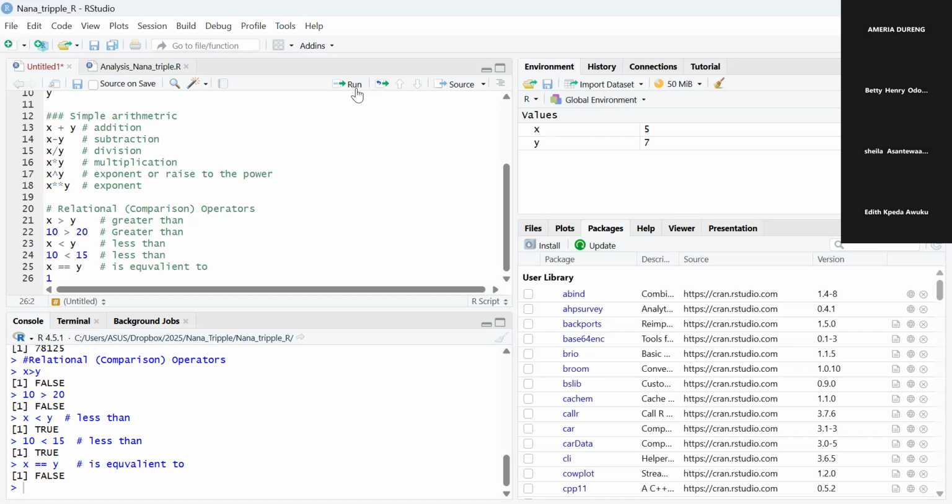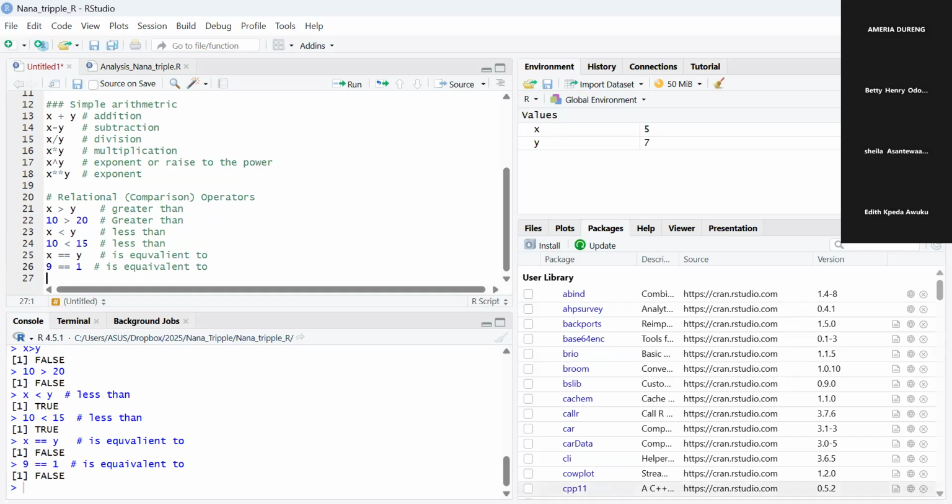What about if we say 9 is equivalent to 1? Is it true or false? False. Okay. We all know that it should be false.